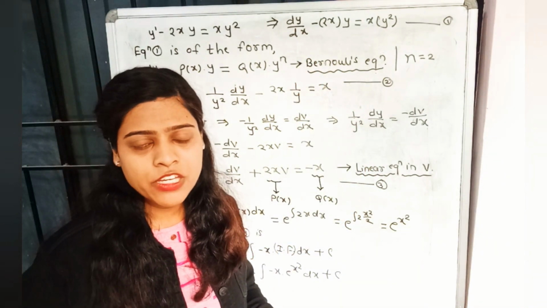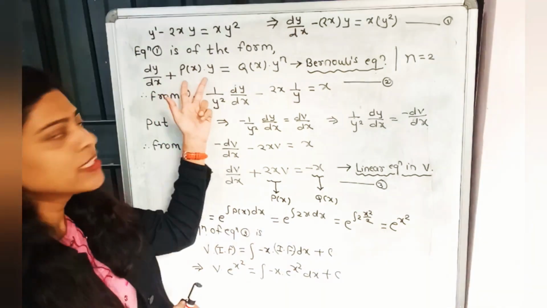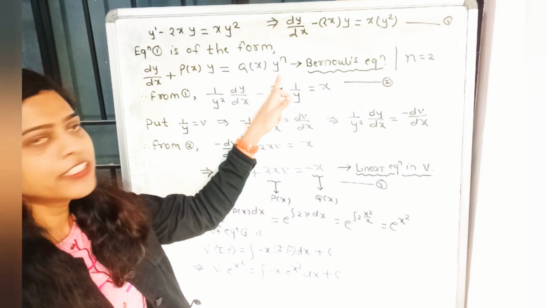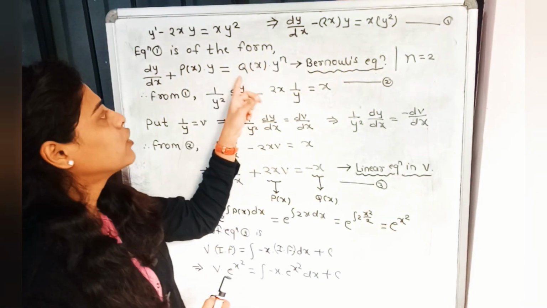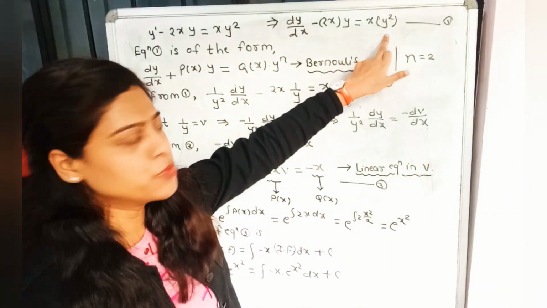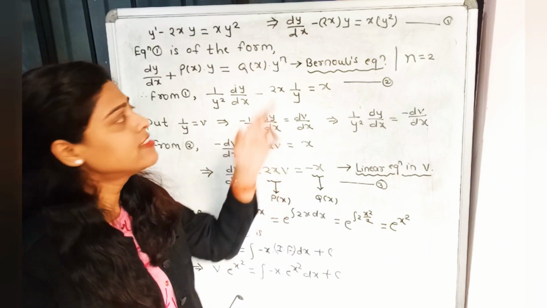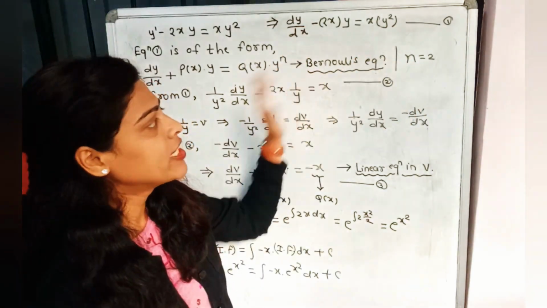Then what is a Bernoulli equation? The general form of a Bernoulli equation is dy by dx plus p(x)y equals q(x) times y raised to n, where p(x) is equal to minus 2x, q(x) is equal to x, and y raised to n is equal to y raised to 2. Then here clearly we can see n is equal to 2. So this is our Bernoulli equation.